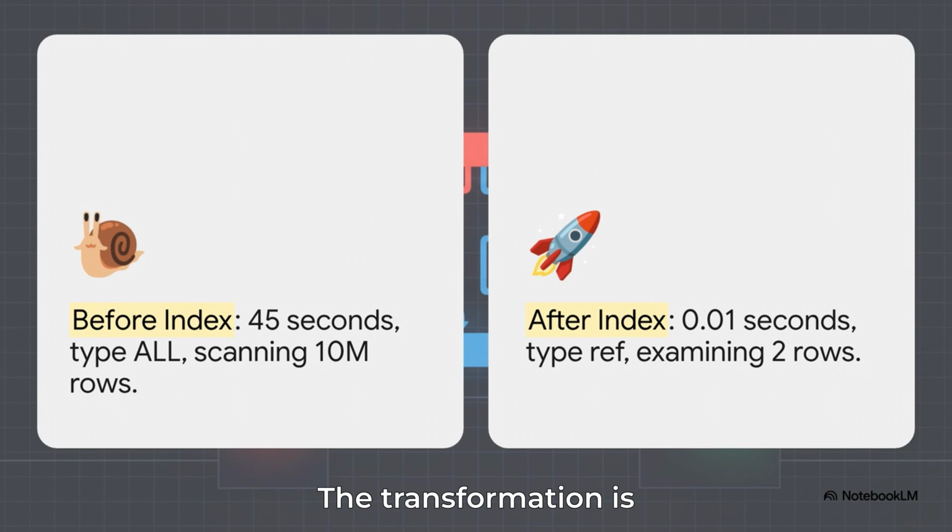The transformation is honestly staggering. Before we added the index, the query took 45 seconds, performed a type ALL scan, and chewed through 10 million rows. After applying the targeted index, the execution time plummets to 0.01 seconds. The access type changes to ref, and it only has to examine 2 rows. That is the magic of properly reading an explain plan.